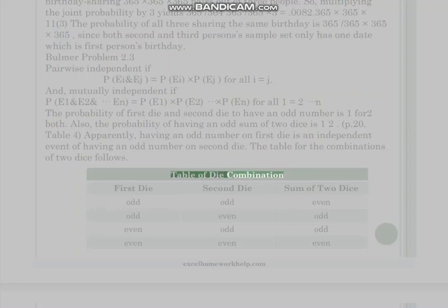Table of die combination: first die, second die, sum of 2 dice. Odd, odd, even. Odd, even, odd. Even, odd, odd. Even, even, even.